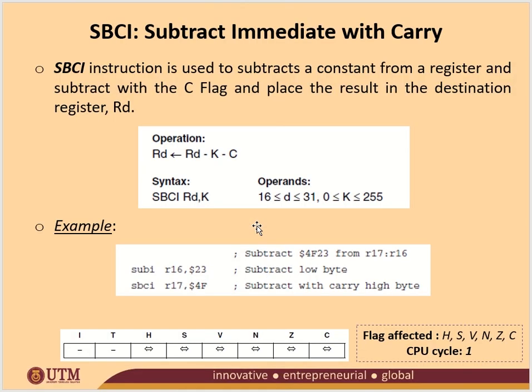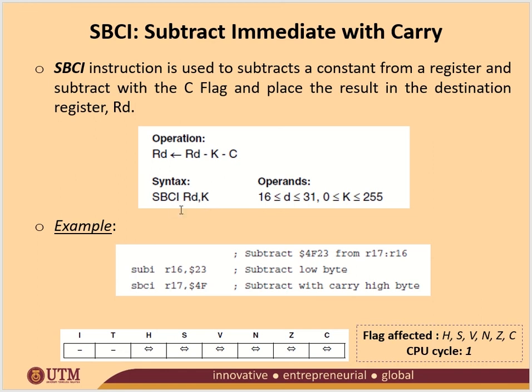Okay, and then we have the SBCI. So what is the SBCI? Subtract immediate with carry. It is used to subtract a constant from a register and also subtract the C flag, and place the result in the destination register. So this is the syntax, SBCI RD with K.